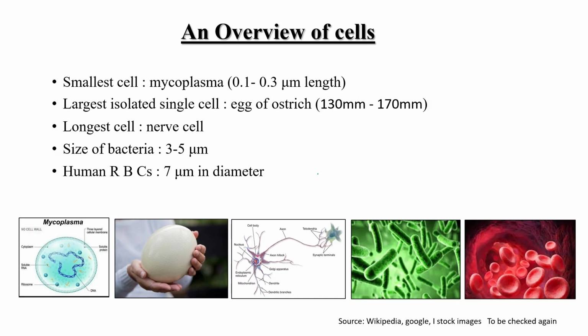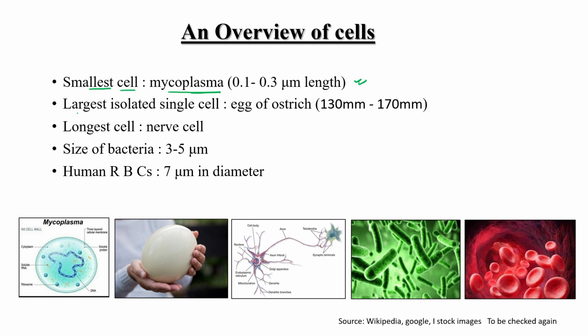Now, just very quickly, we will discuss some interesting facts, like the smallest type of cell. It is mycoplasma. Okay, these types of questions are very commonly asked in various competitive examinations, so we must remember these points, as the frequency of these questions is very high. So mycoplasma, and what is the size? It is about 0.1 to 0.3 micron in length.